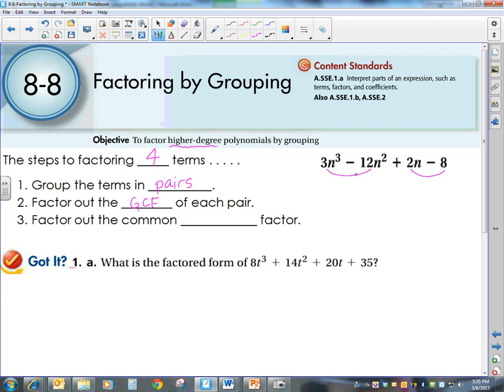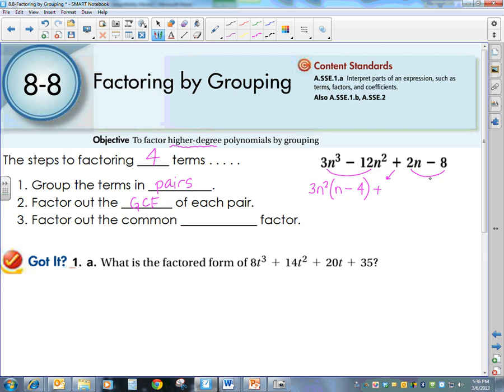So I'm looking at my numbers. The largest number that goes into 3 and 12 is 3. I look at my variables and they both have an n, and I look for the smaller exponent, so that's a 2. 3 divided by 3 is 1. If I have 3 n's and I take 2 out, I'm left with 1 n. Carry down the minus sign. 12 divided by 3 is 4. I had n squared. I took out n squared, so that's all I have left. Then I carry down, always carry down this sign as is. So we carry down the plus sign.